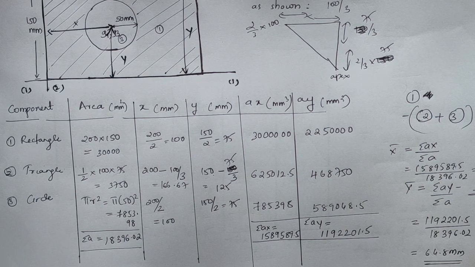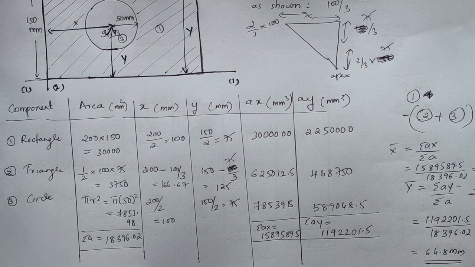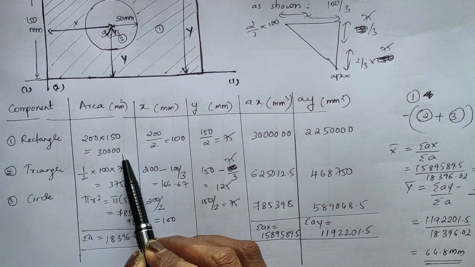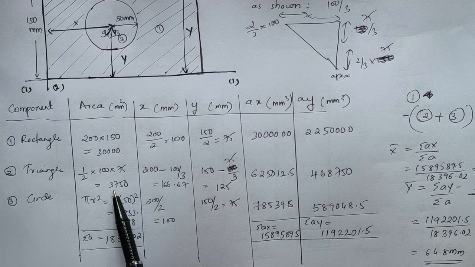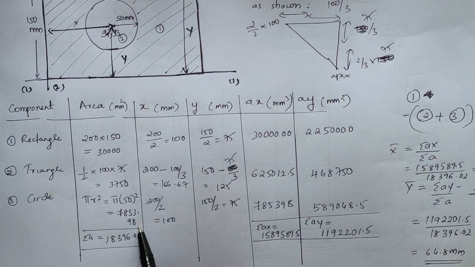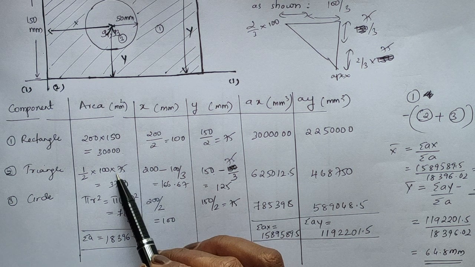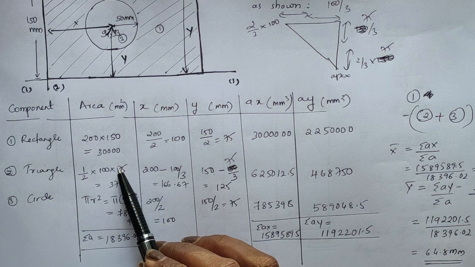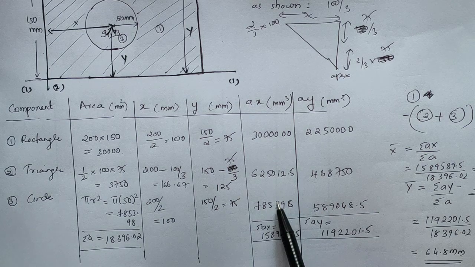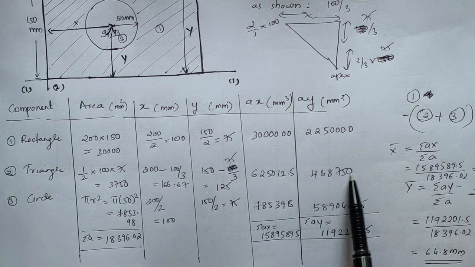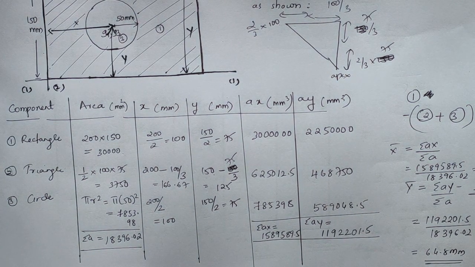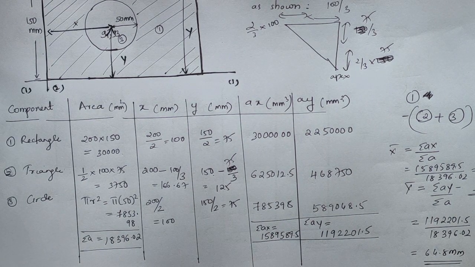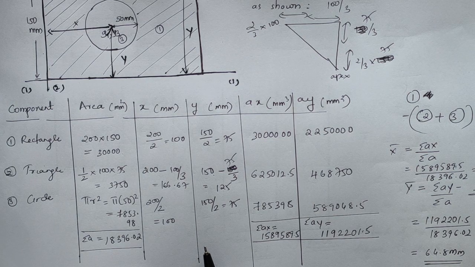So you need to do that for sigma a, sigma ax as well as sigma ay. When you are doing area, you need to do 30,000 minus, in bracket you write 3750 plus 7853.98. So these two you need to add and you have to subtract from this. Same way here, you need to add these two and subtract from this. You need to add these two and subtract from this. So I got the answer of sigma ax, sigma ay and sigma a. Please do check the answers because I have done it very fast.